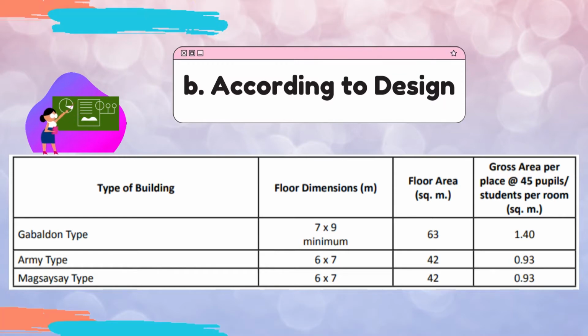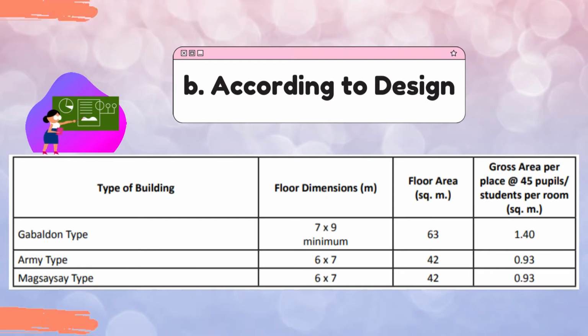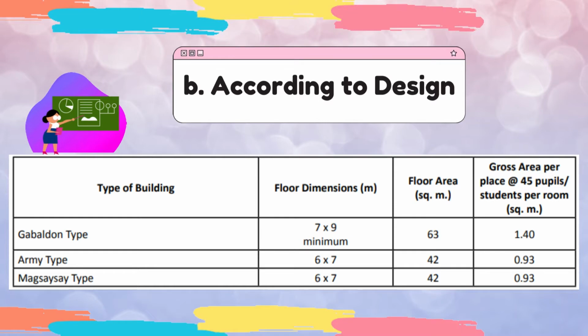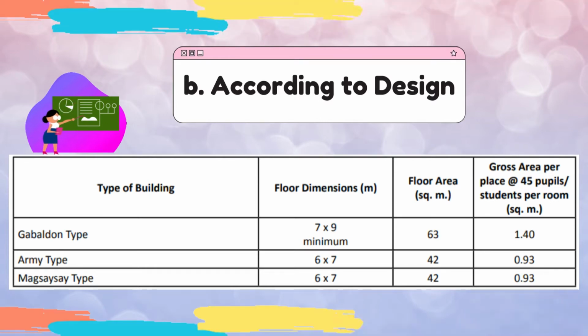Next is according to design. The table summarizes the type of building according to design, floor dimensions in meters, floor area in square meters, and gross area per place at 45 pupils or students per room.